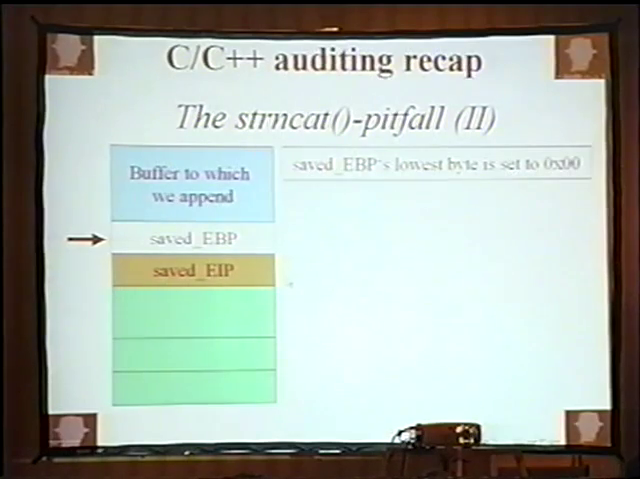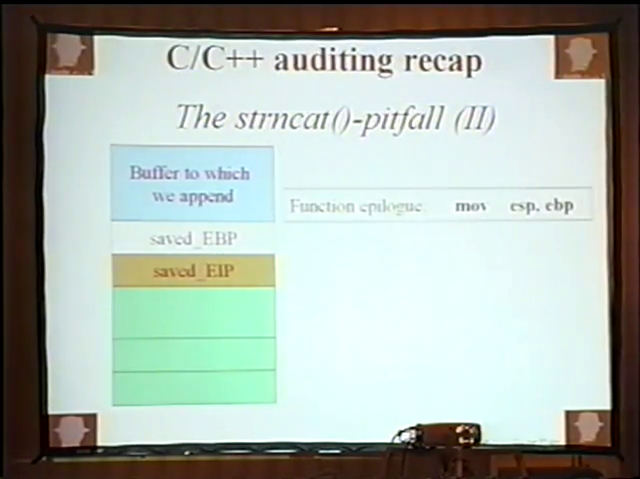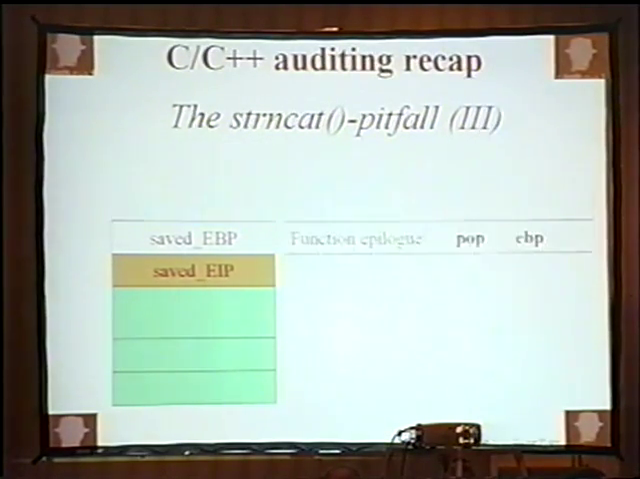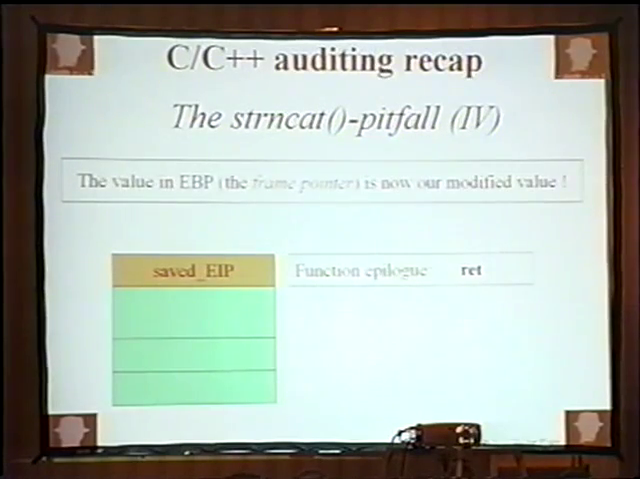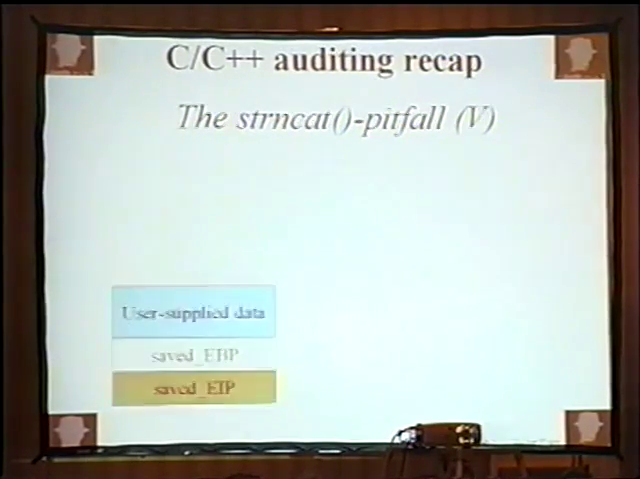Okay, all right. So we're overriding the saved EBP's lowest order byte with a null. So when the function epilogue of the function we're in executes, it will move the current register EBP into ESP, thus erasing all local variables. It will then pop EBP, our modified EBP value, into EBP, and then return regularly. So our frame pointer has now been modified.